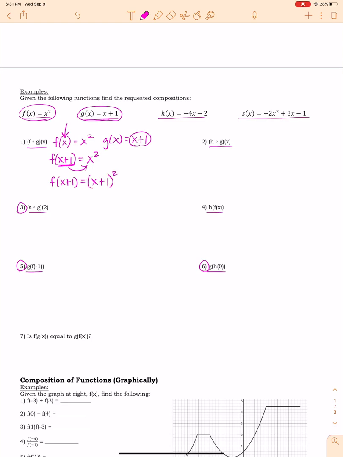Now you have to be careful with this one because you have to remember your algebra 2. Remember that x plus 1 squared is actually x plus 1 times x plus 1, and you have to FOIL it. So that means I'm going to have x squared plus x, and then 1 times x, and then 1 times 1. And then I'm going to combine like terms. So f of x plus 1 equals x squared plus 2x plus 1. So there's my composed function.